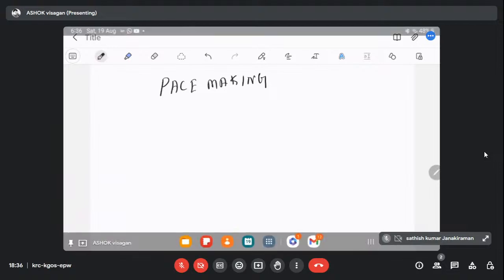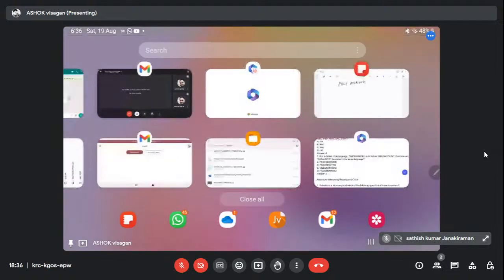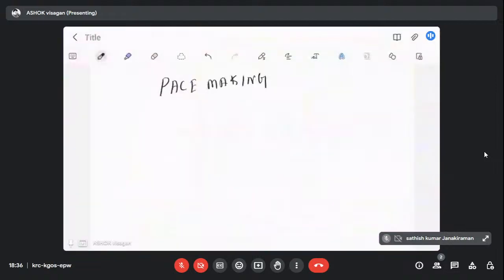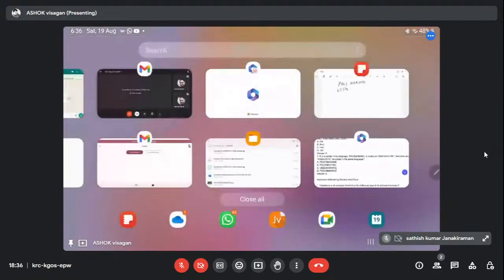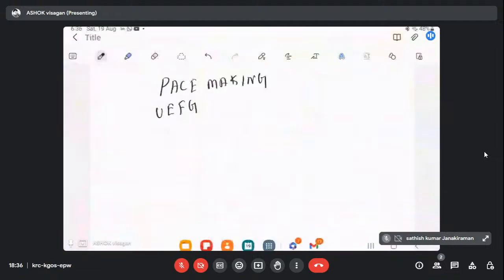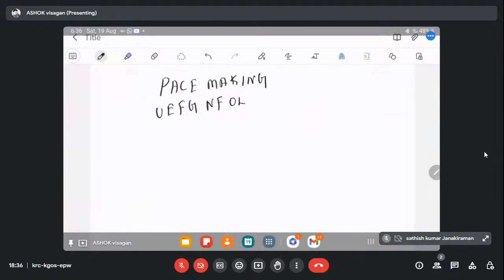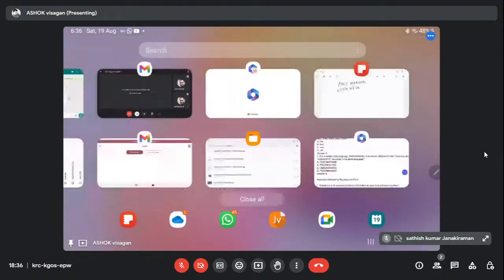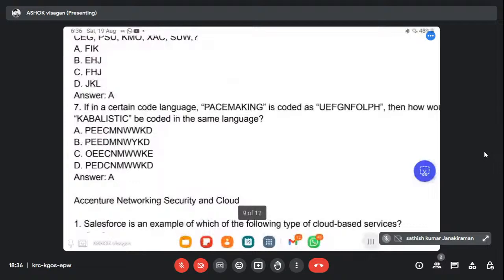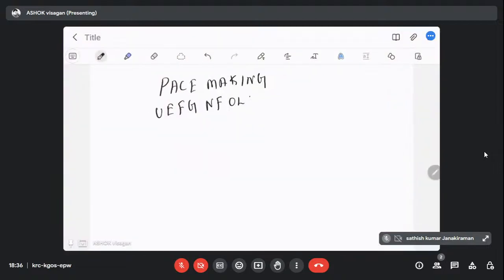So what is the given word? U E F G, U E F G, N F O L, P H. So we need to find out the logic behind it. I hope some of you may have got the logic behind this.